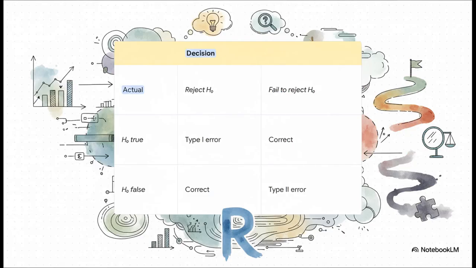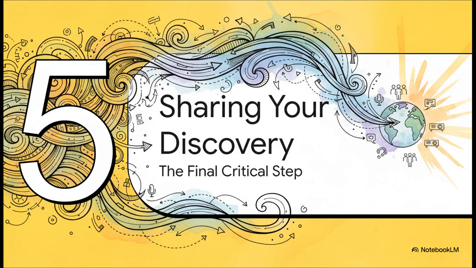Now, this is really interesting. What you're looking at here is a map of the 4 possible outcomes whenever we test an idea. We could be right, of course, or we could make one of 2 big mistakes. A false positive, where we think we found something that isn't really there, or a false negative, where we totally missed something that is. R gives us a framework to navigate this, to minimize our chances of making one of those mistakes.